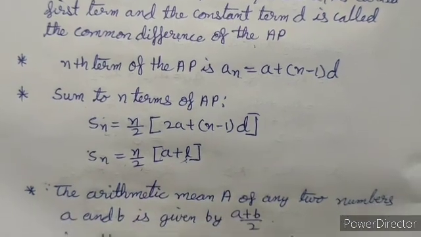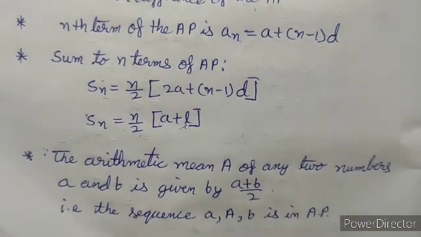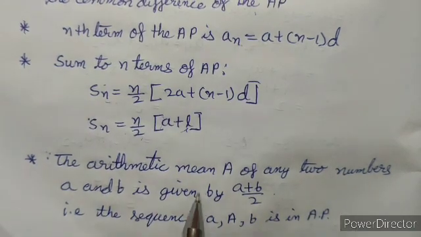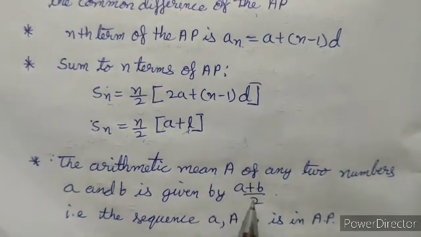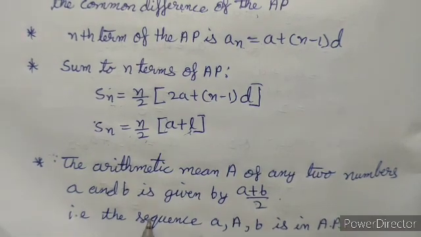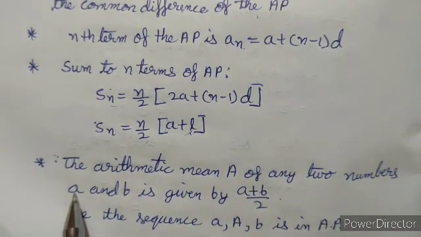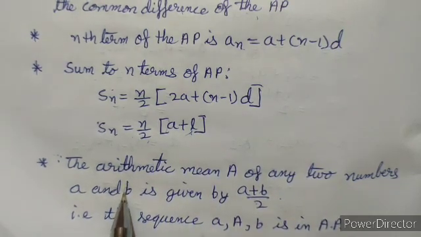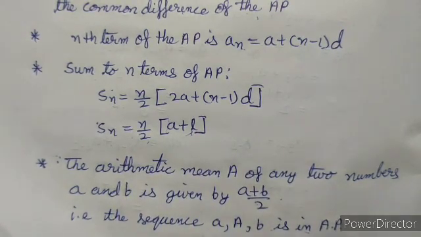Now the arithmetic mean, denoted by A, of any two numbers a and b is given by (a plus b) upon 2. That means the sequence a, arithmetic mean, and b are in AP.